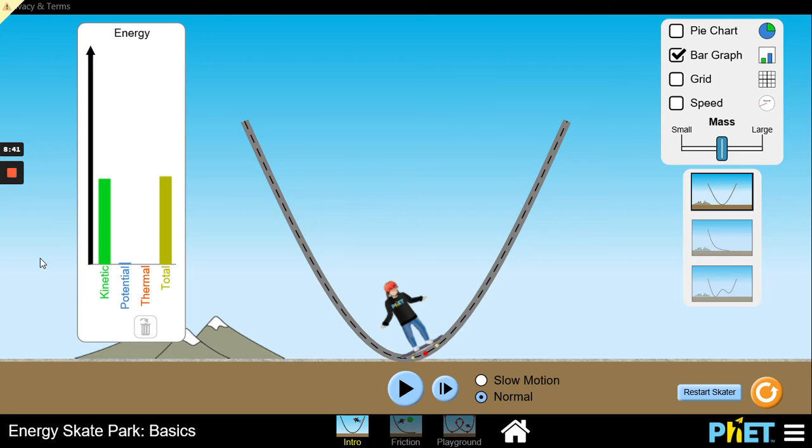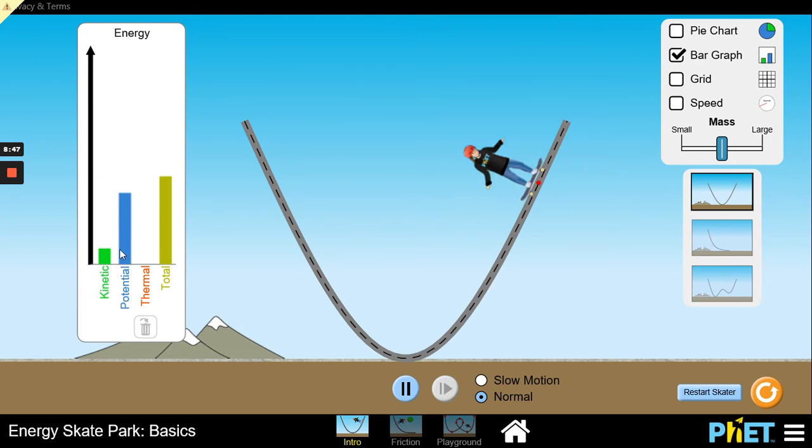Okay, so hopefully that was a nice demonstration, and now you understand that energy cannot be created or destroyed. It's simply converted between one type of energy and another. Here is the case, potential energy is being converted into kinetic energy, and the other way around.